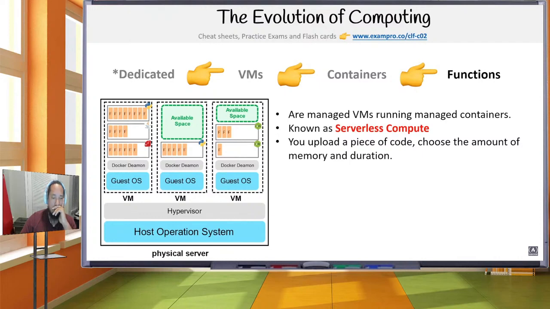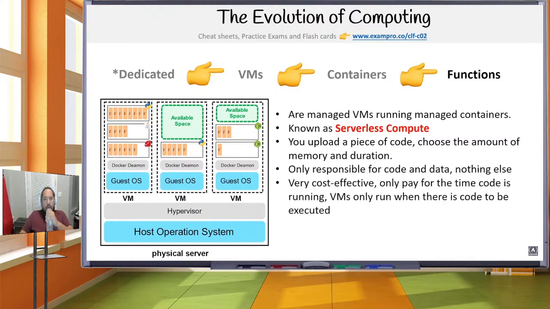You run Ruby or Python or Node, and you just upload your code, and you just say, I want this to be able to run for this long and use this amount of memory, okay? You're only responsible for your code and data, nothing else. It's very cost effective. You only pay for the time the code is running. And VMs only run when there is code to be executed.